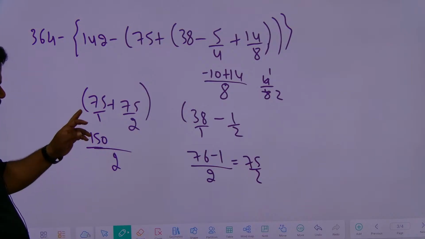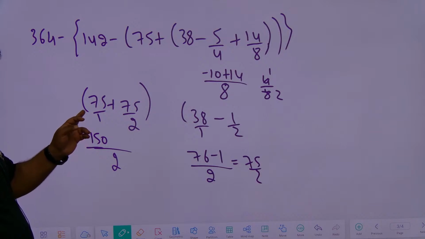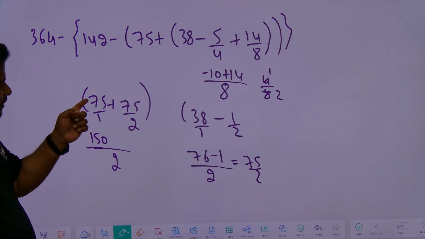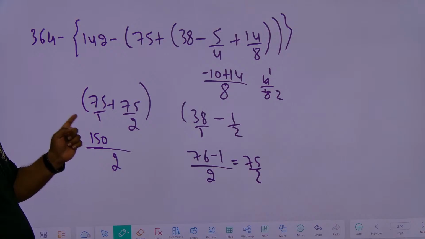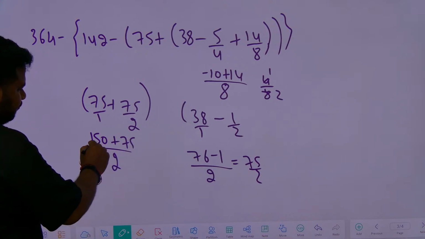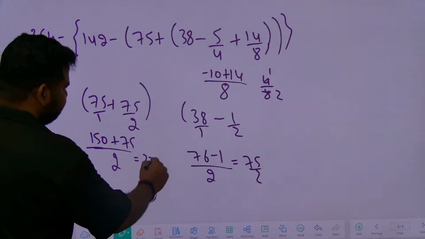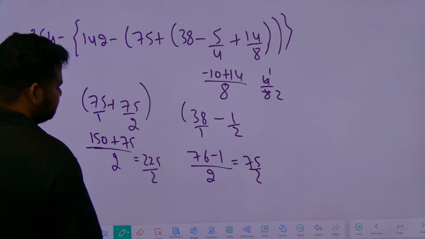75 into 2 is 150. Otherwise if you don't know, 70 into 2, that is 7 into 2 is what? 14. 70 means 0, 140. 5 into 2 is 10. 140 plus 10 is 150. So this is what? 2 ones are 2. This will be 75 only. 150 plus 75 is what? 225. So we will get the answer as 225 by 2.